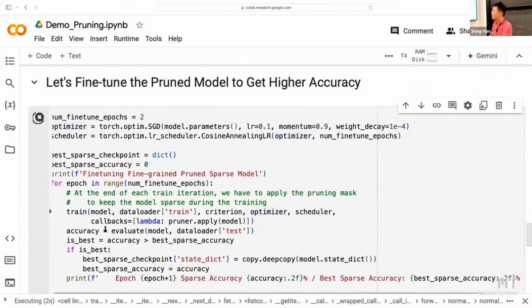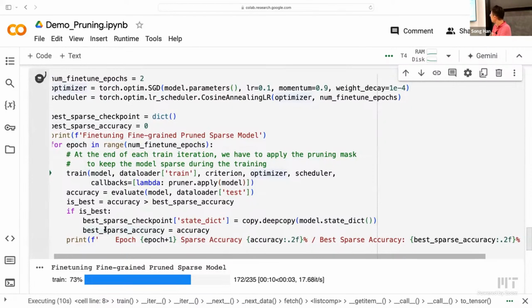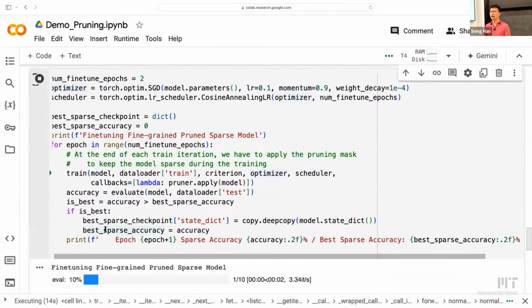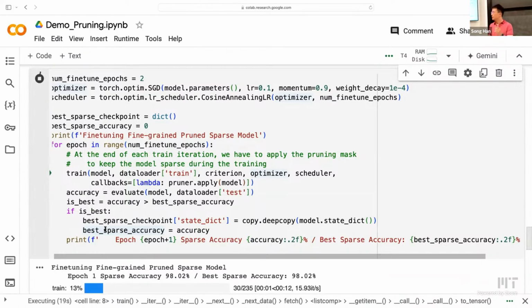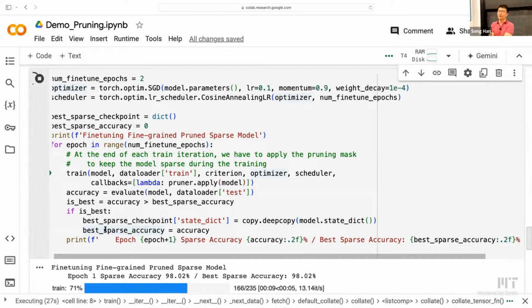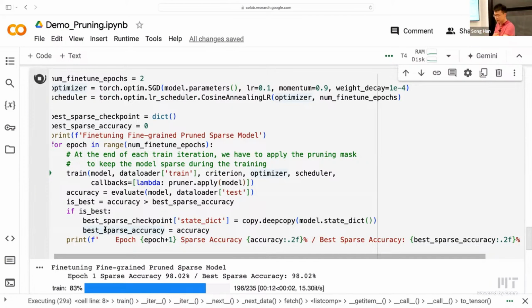So let's fine-tune the pruned model to get a higher accuracy. Let's fine-tune it using the same schedule for 2 epochs. And of course, feel free to adjust the learning rate, the momentum, the rate decay, or increase the number of epochs to see if we can get a better result in practice.